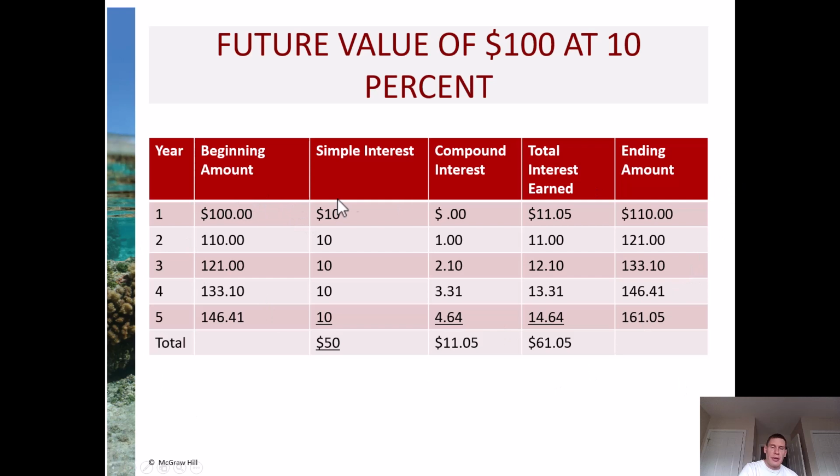Here you're seeing how this would grow over time. We start off with 100, and if it's just simple interest, it would always be 10, because simple interest is always calculated off that first year's number, the 100. But for compound interest, you see how it grows. It's growing and growing, and it's going to make you more money because it's earning interest on interest.